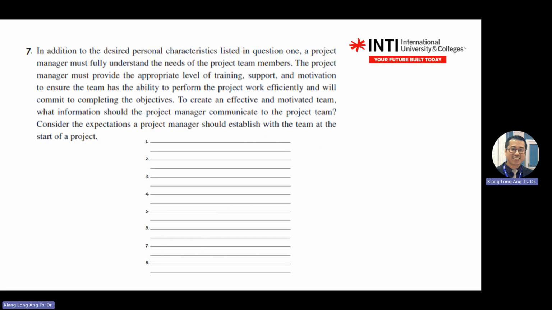Okay, 7. Is 7 a table or what? No. So this one, the project manager level training, to create an effective team. What information should the manager communicate with the project team? Consider the expectations the manager should establish with the team at the start of the project. So this one asks you to fill in what information the project manager should communicate with the team. So what do you think?